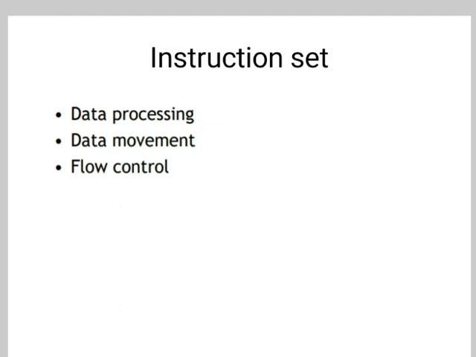Third is the control flow instruction. Control flow instructions transfer the execution to a different address, either permanently or saving a return address to resume the original sequence.